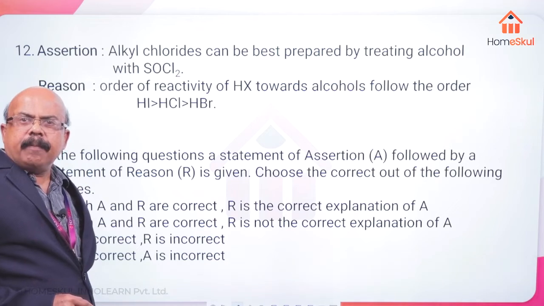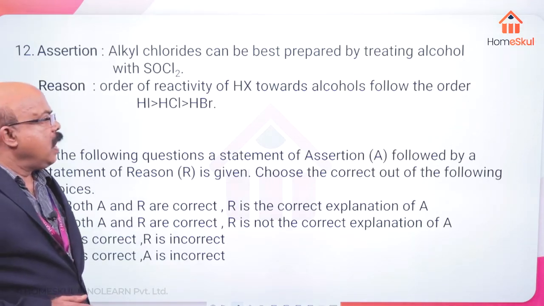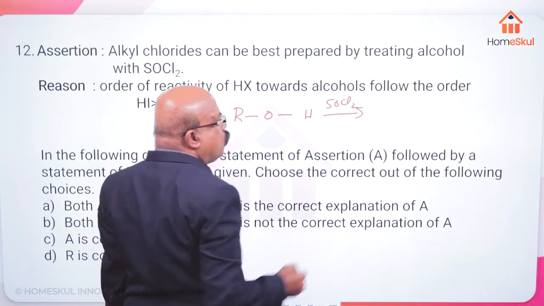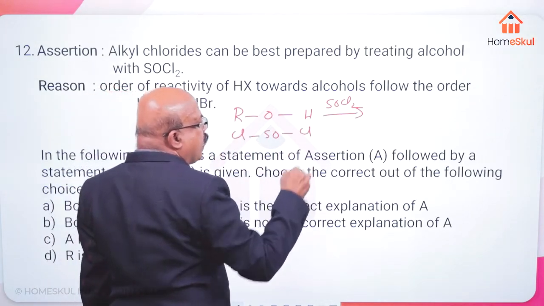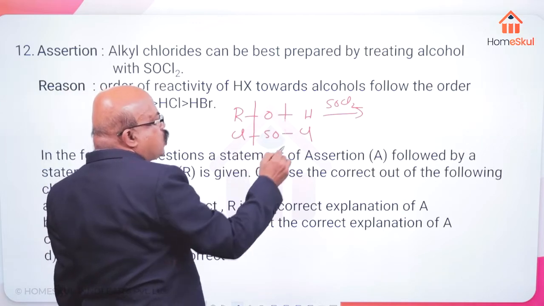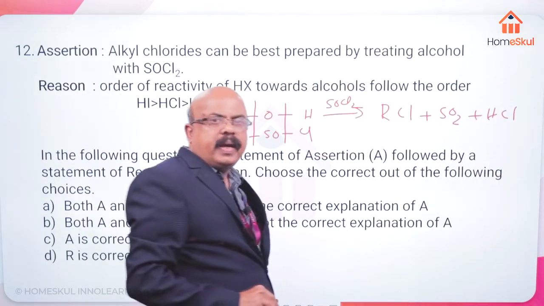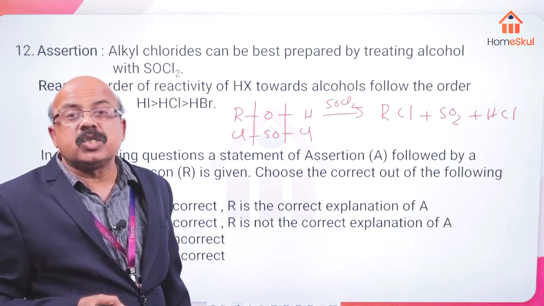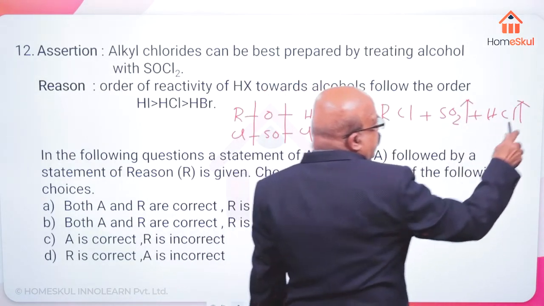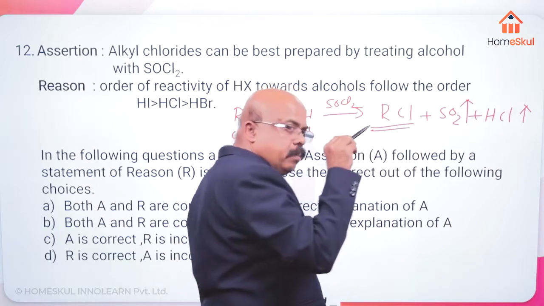Alkyl chlorides can be best prepared by treating alcohol with SOCl2. SOCl2 is thionyl chloride. Alcohol reacts with SOCl2 to form RCl, SO2 and HCl: alkyl chloride plus SO2 plus HCl. This is supposed to be the best method because the other two products are escaping gases. HCl is a gas. SO2 is a gas. Because of that, only alkyl chloride will be available in the medium.